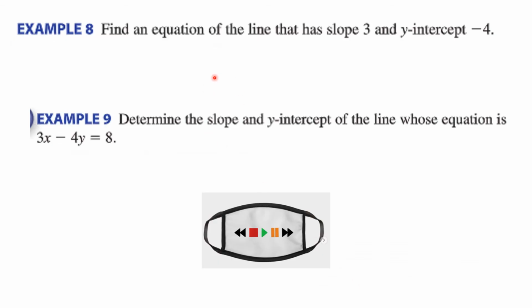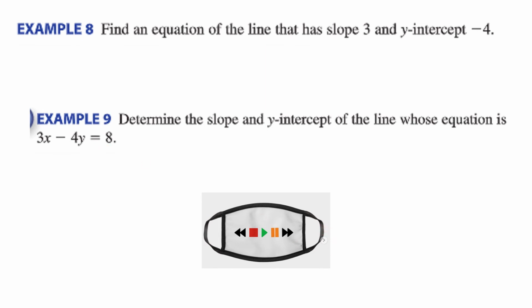Here are 2 examples for you to do. Find an equation of a line that has slope 3 and y-intercept minus 4, but then the second one is a different concept, I suppose. Determine the slope and y-intercept of the line whose equation is given by this.